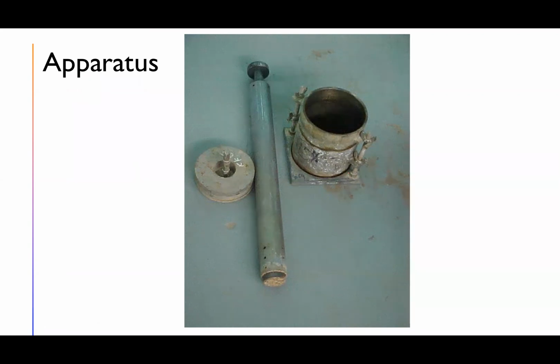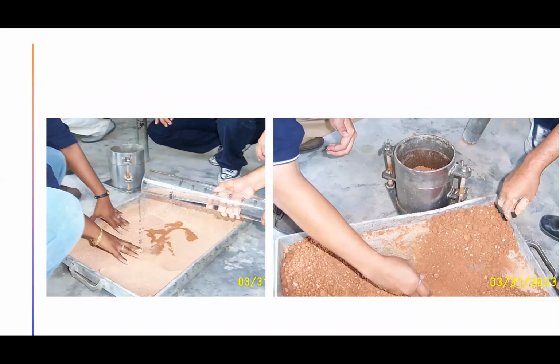We need a mold with an internal diameter of 152 mm, and a steel rammer weighing about 4.5 kilograms, and a surcharge load, also 4.5 kilograms. We need to prepare 5.5 kilos of soil, add the required water, mix it thoroughly, and divide it into 5 different portions.